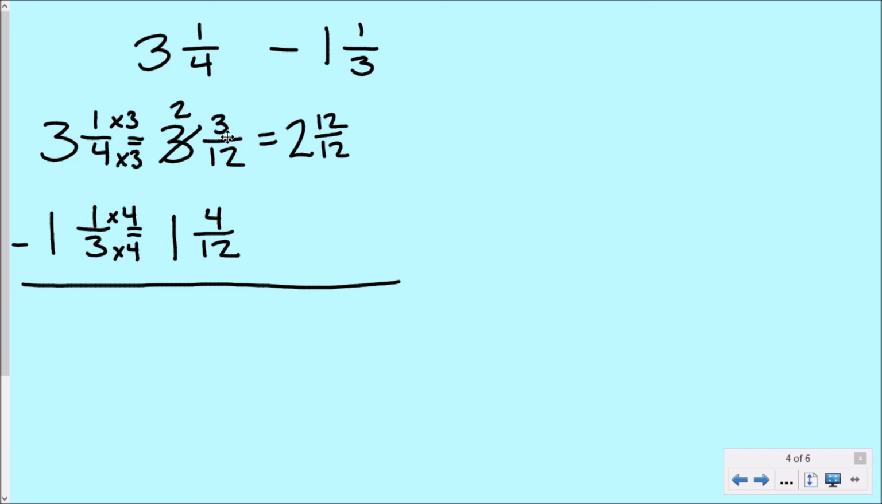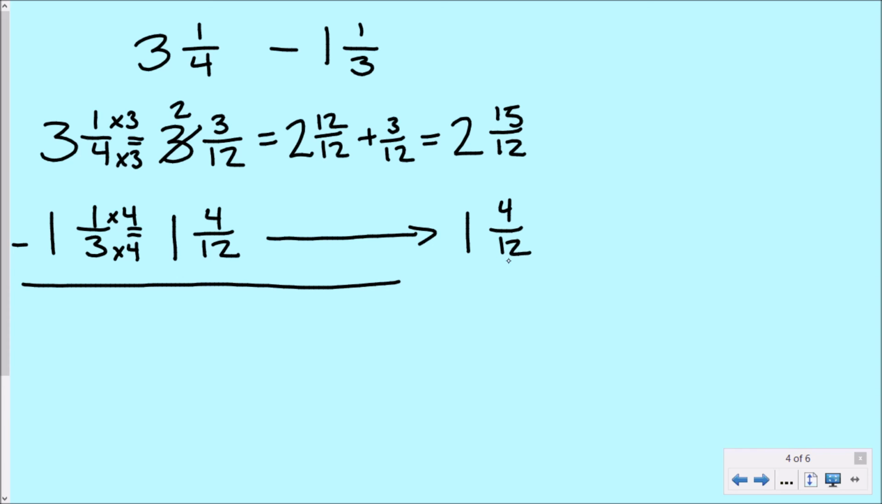So I can't forget about this 3/12, so what I'm going to do is just add it to the 12/12, and I end up with 2 and 15/12. And I'm just going to draw this arrow showing that I'm moving the 1 and 4/12 right on over so that I can then subtract. So 15 minus 4 equals 11/12. 15/12 minus 4/12 equals 11/12. And then 2 minus 1 equals 1. So my answer for this particular problem is 1 and 11/12.